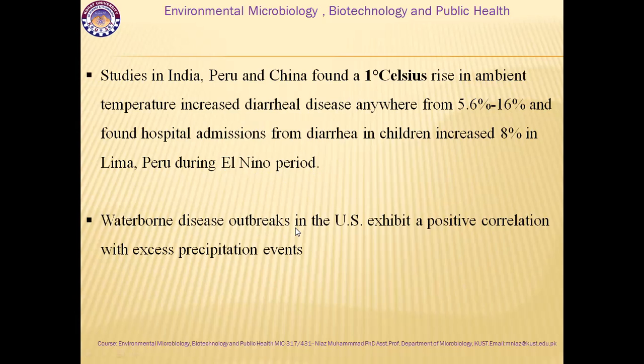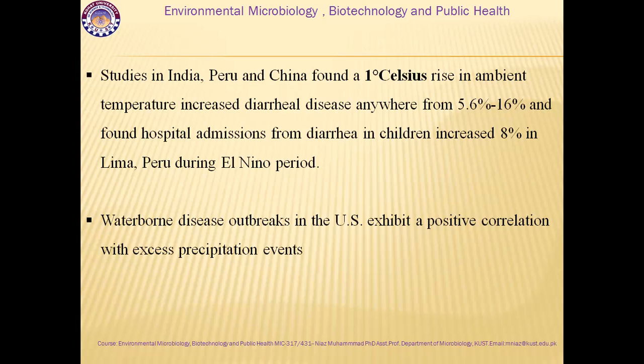Waterborne disease outbreaks in the United States exhibit a positive correlation with excess precipitation events. So here we are correlating that when there is huge rain and poor sanitation system, the population of those regions are at risk.